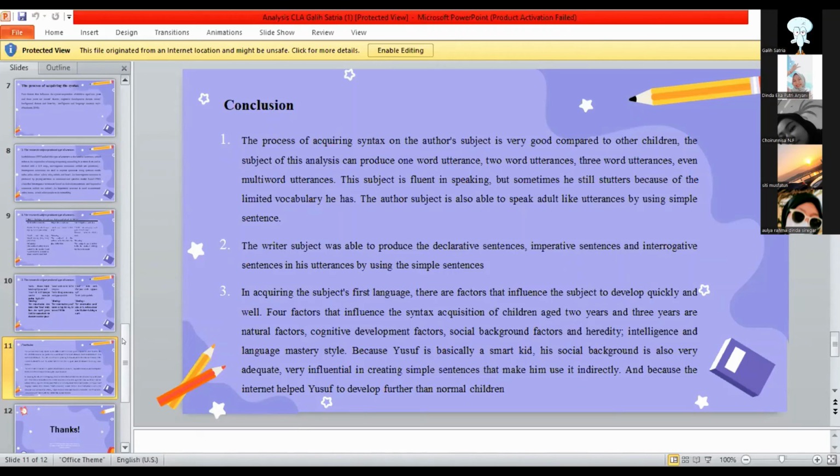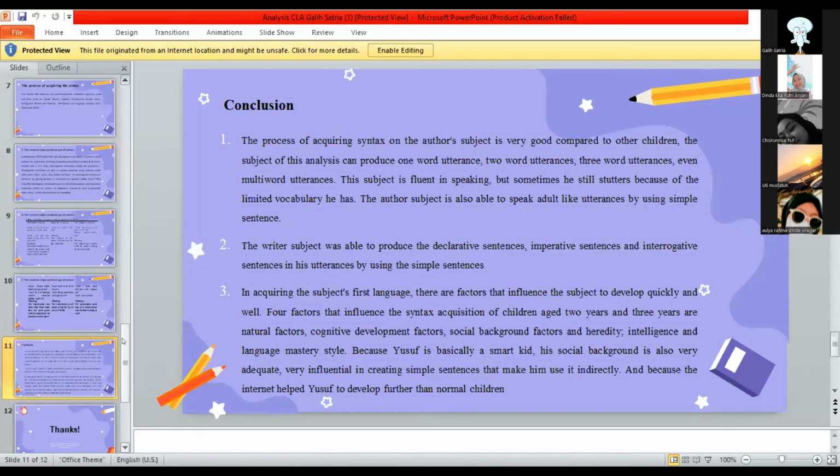And then the second one, the author's subject was able to produce declarative sentences, imperative sentences, and interrogative sentences in his utterances by using simple sentences. And then the last one, in acquiring the subject's first language, there are factors that influence the subject to develop quickly and well. Four factors that influence the syntax acquisition of children aged 2 and 3 years old are natural factors, cognitive development factors, social background factors, and heredity, like intelligence and language mastery style.